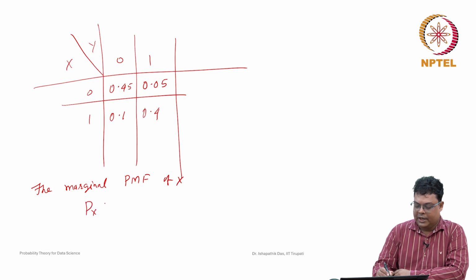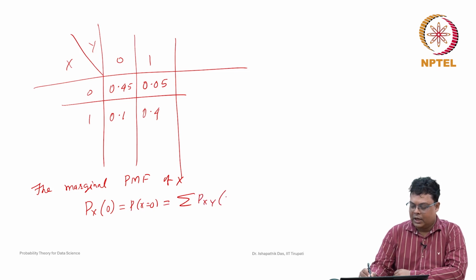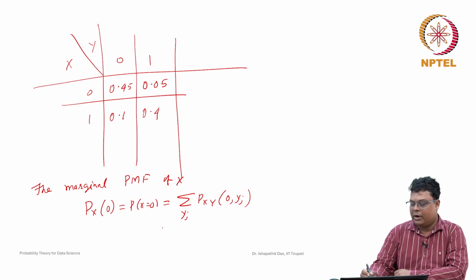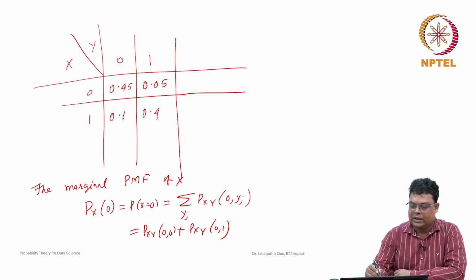So we can find p_X of x_i. Here there are only two possibilities, 0 and 1. p_X of 0, that means probability that X equal to 0, we have to take the sum over the other variable. So in the joint probability mass function, x_i is 0, and y_j can take only two values, 0 and 1. So this is p_XY of (0,0) plus p_XY of (0,1). Basically this is the row sum, and it is 0.5. So this is p_X of 0, which is the probability of X equal to 0.